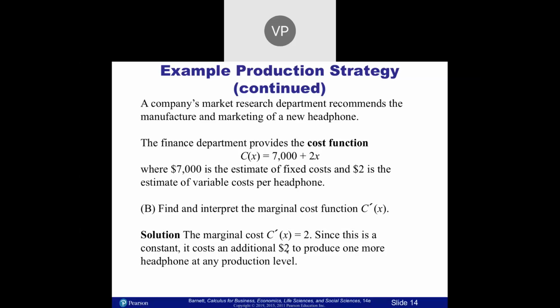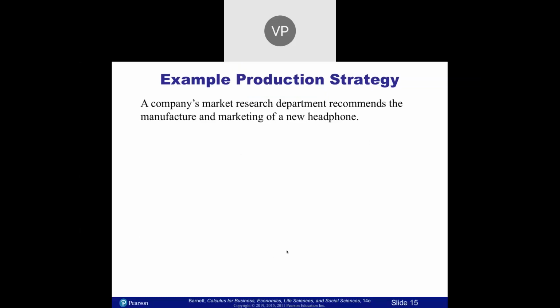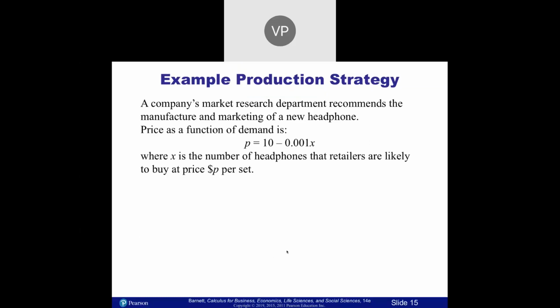If you've made 1,000 and you want to make one more, it's going to cost $2. If you've made 5 and you want to make one more, it's going to cost $2. It is a constant function. That's what the derivative is saying, is it's always going to increase by 2. Okay, so sometimes that's easy. Now we get a different one, kind of like the last problem here. We have the price function, and it's p equals 10 minus 0.001x.